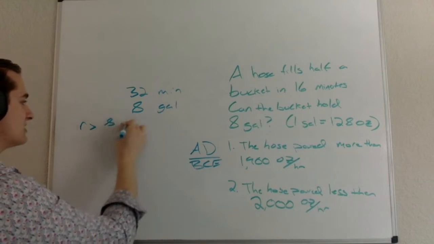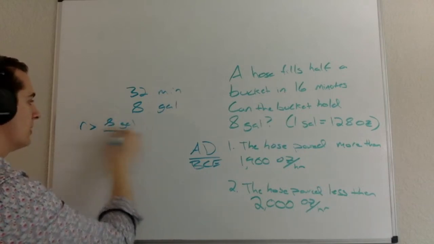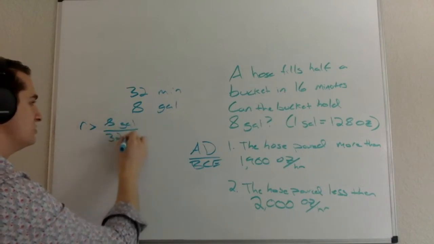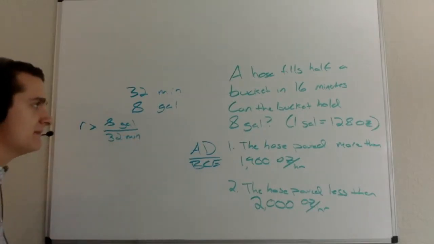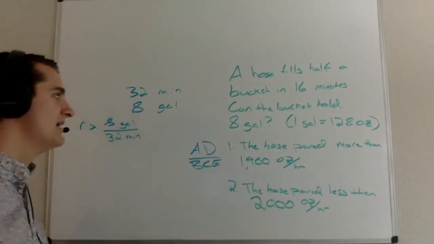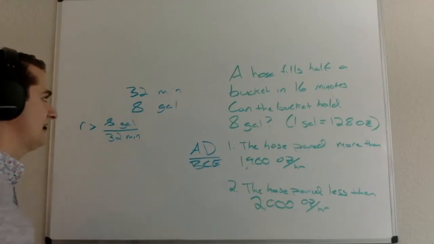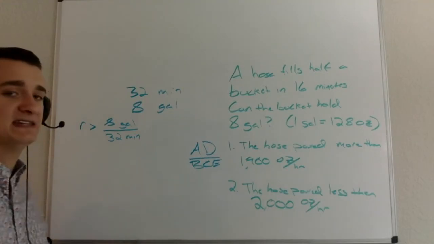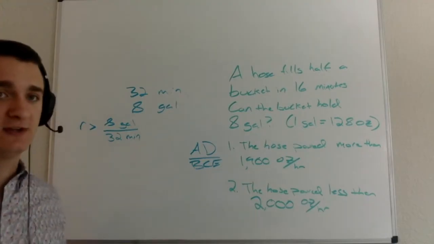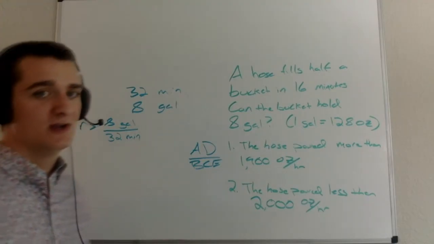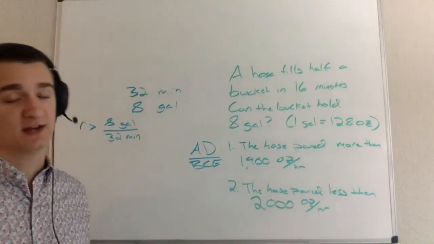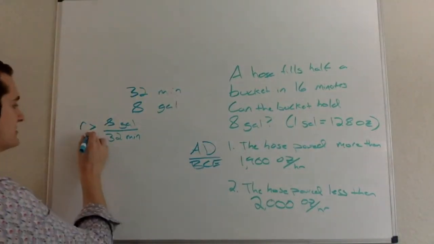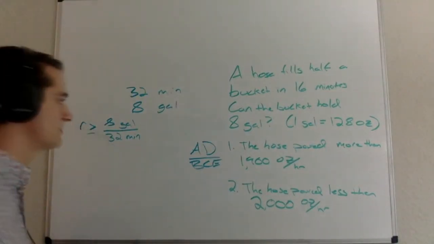8 gallons per 32 minutes? That's really because, again, I'm being asked if I know that in 32 minutes the entire bucket will be filled. So if the rate is greater than 8 gallons per 32 minutes, then the bucket can hold 8 gallons. It can hold more than 8 gallons. It actually, technically, I should say, is the rate greater than or equal to 8 gallons per 32 minutes.